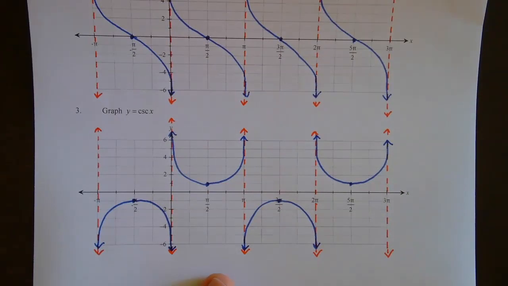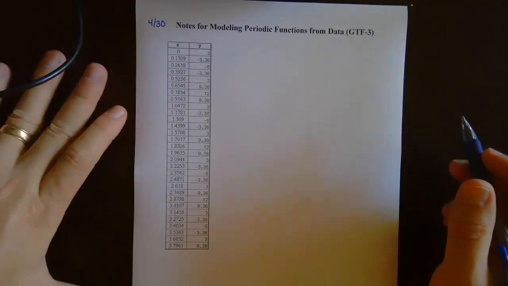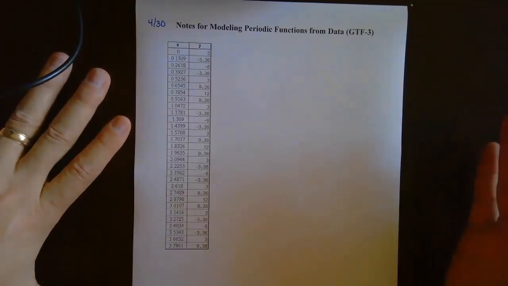So go ahead and take out your notes for this day. It's notes for modeling periodic functions from data. So this is a table of data, and it's the same information we get off the graph. We just have to look at it differently.